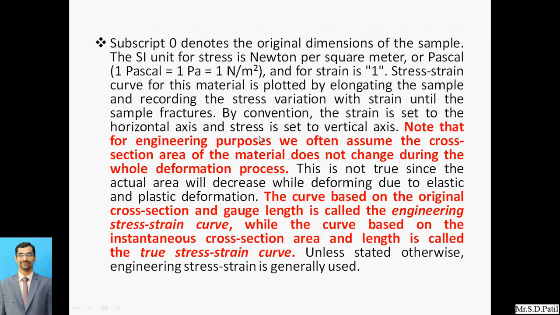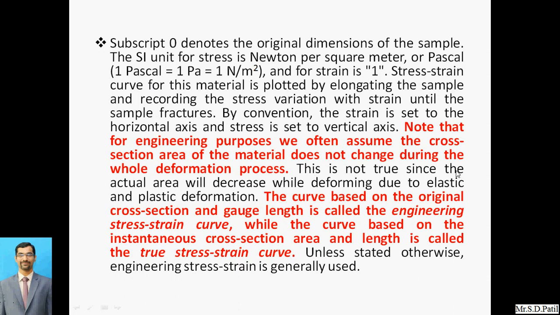So what is the meaning of the engineering stress strain curve and the true stress strain curve? Here it has been indicated. For engineering purposes, we often assume the cross-sectional area of the material does not change during the whole deformation process. So when we are going with the concept of the engineering stress strain curve, the area of that particular material will not be changed by the whole deformation process. The original area is considered constant.